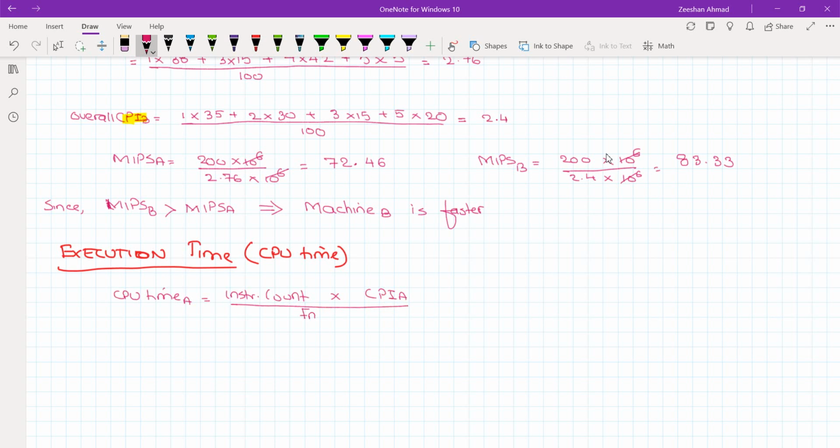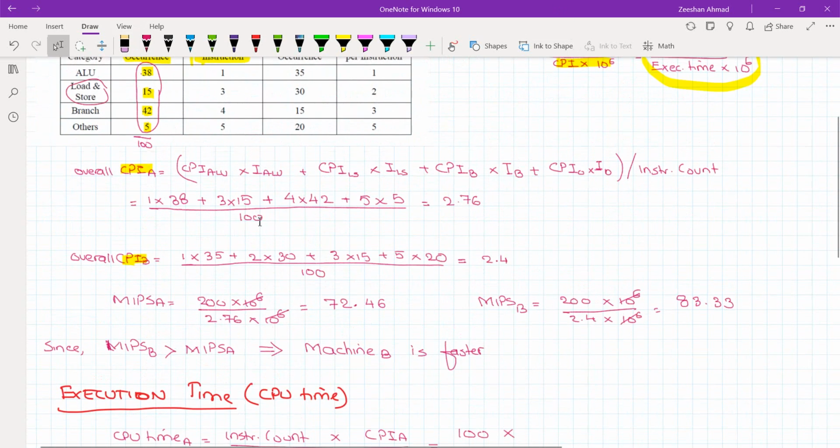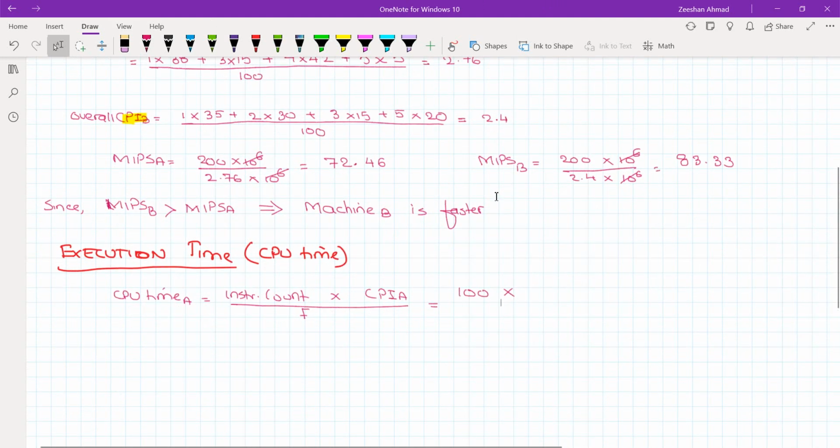I'm just writing clock rate of A or B. In fact, it is the same, so let me write it F here, common for both of them. So the instruction count was 100, multiplied by the CPI of A, which is 2.76, divided by the clock rate, 200 into 10 raised to power 6. When you solve it, I got 1.38 multiplied by 10 to the power minus 6.